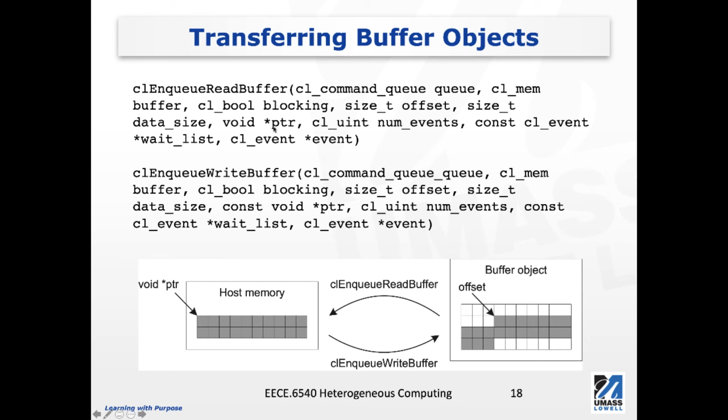Just a quick review: if you used these enqueue commands before, you noticed that many of them have the number of events in the wait list, and event arguments. As we talked about earlier, these are the arguments for these APIs to specify which events this API has to wait for. This API will not complete until all the events on the wait list are completed. And once this API itself is completed, it will generate an event using this last argument, the cl_event.